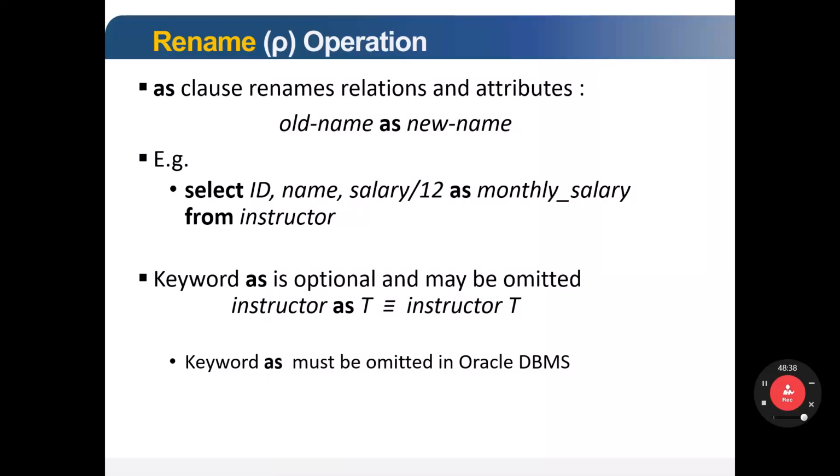Right. Next operation, rename. So in relational algebra, we used this rho symbol, and in DBMS, we use the as operator. So an example is given here. When you have this kind of arithmetic expression in select clause, it is recommended to rename the attribute column. Attribute name. Why? Let me show.